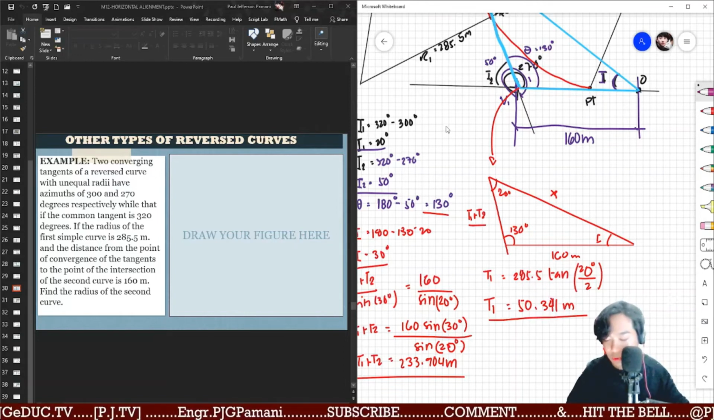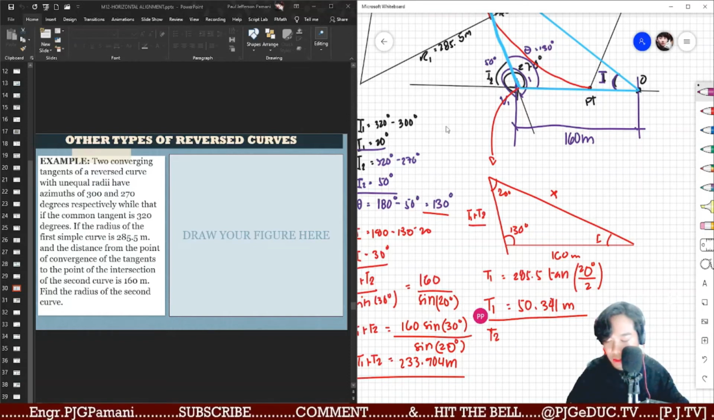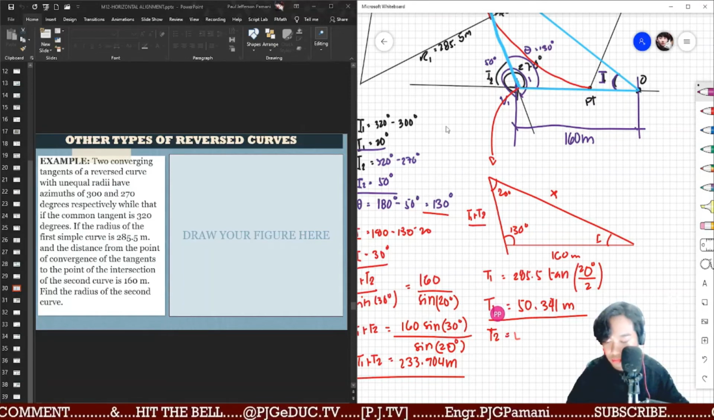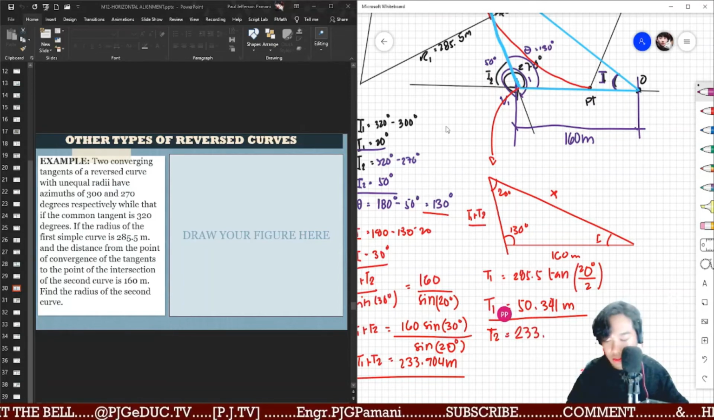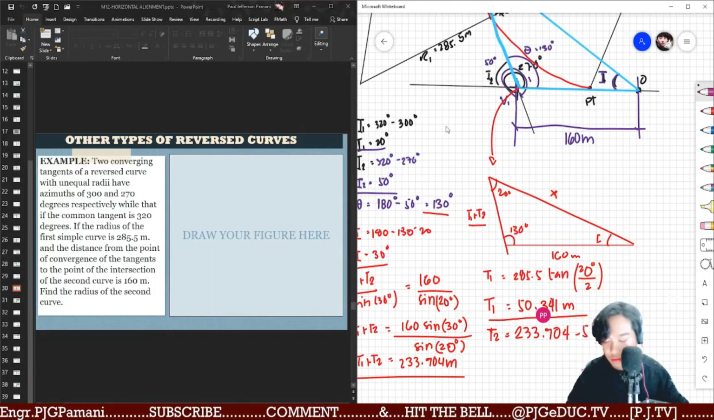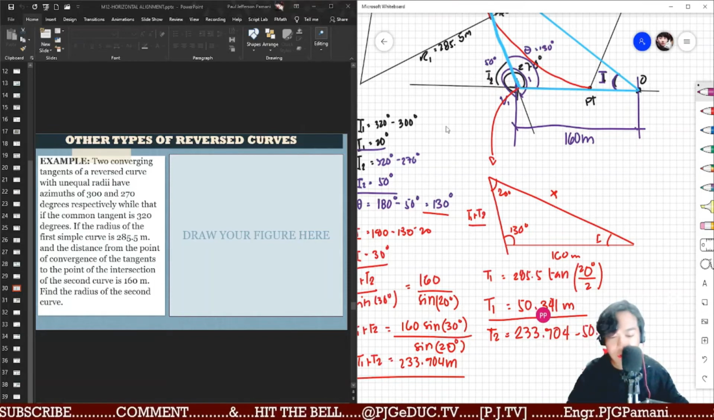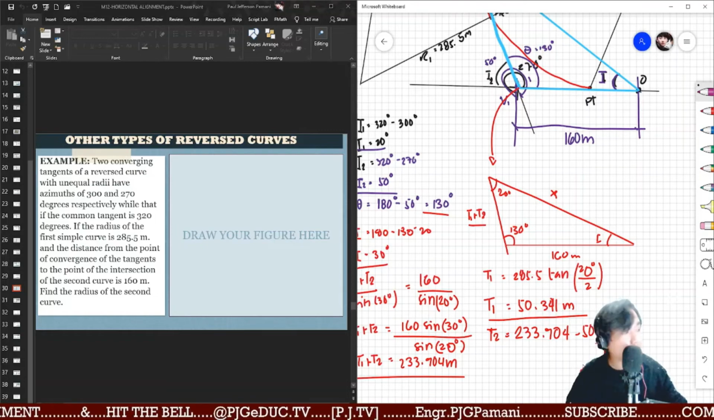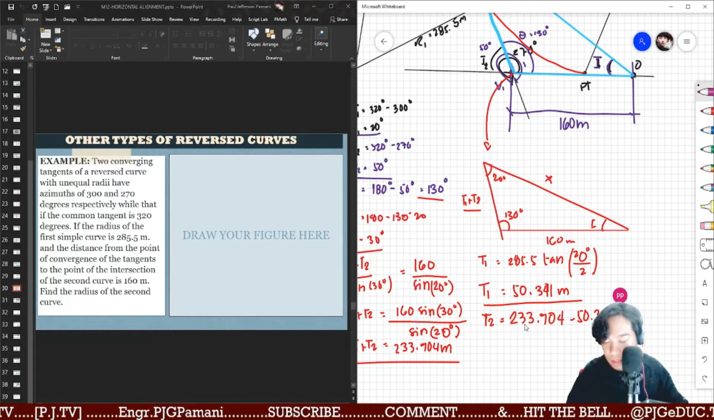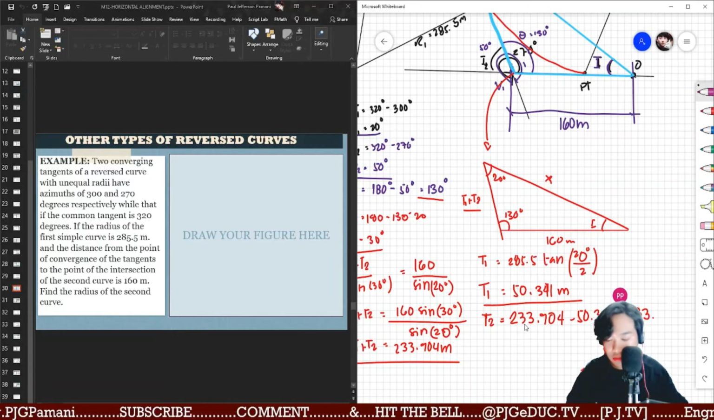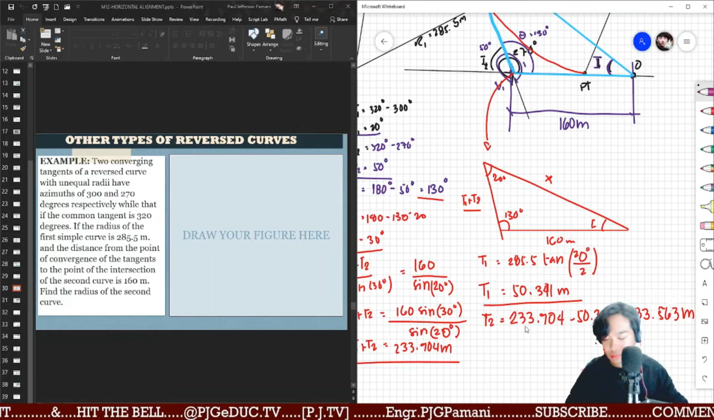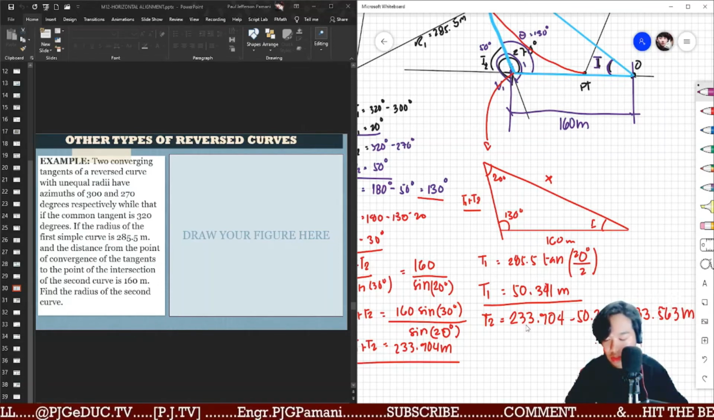Subtract natin si T1 with the common tangent to solve for the tangent distance of the second curve. That is 233.904 minus 50.341 gives us 183.563 meters.